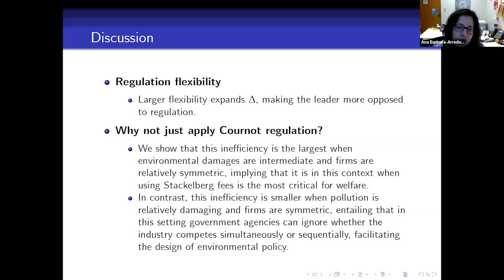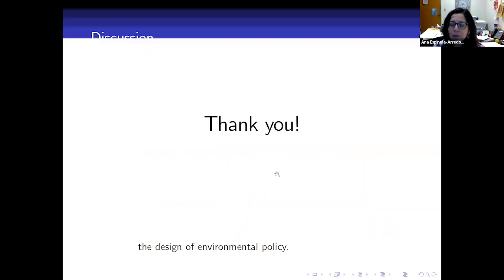In contrast, this inefficiency will be smaller when pollution is relatively damaging and firms are symmetric. This entails that in this setting, the government, or the EPA, can ignore whether the industry competes simultaneously or sequentially, and that, of course, will facilitate the design of the environmental policy. So this is all that I have for you today.